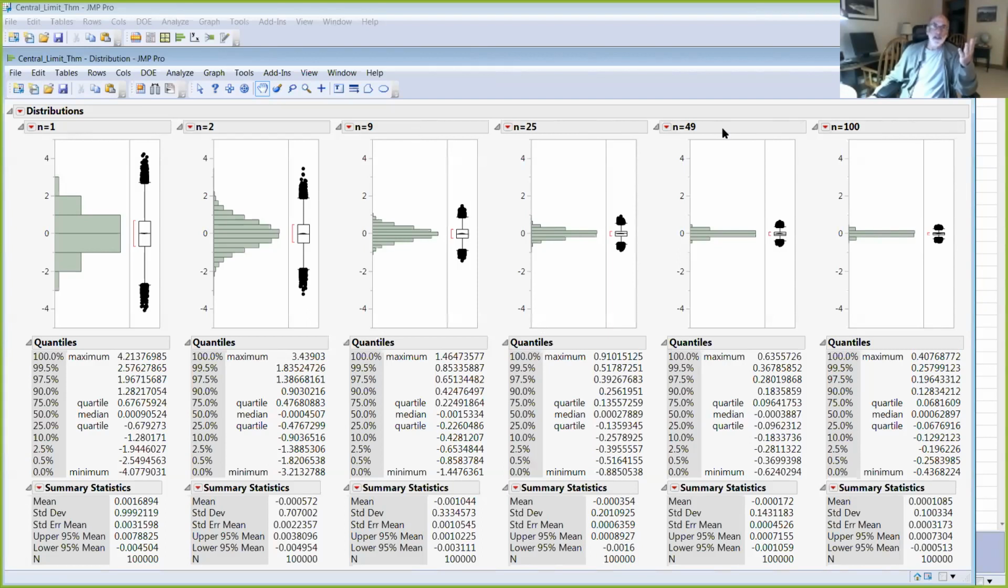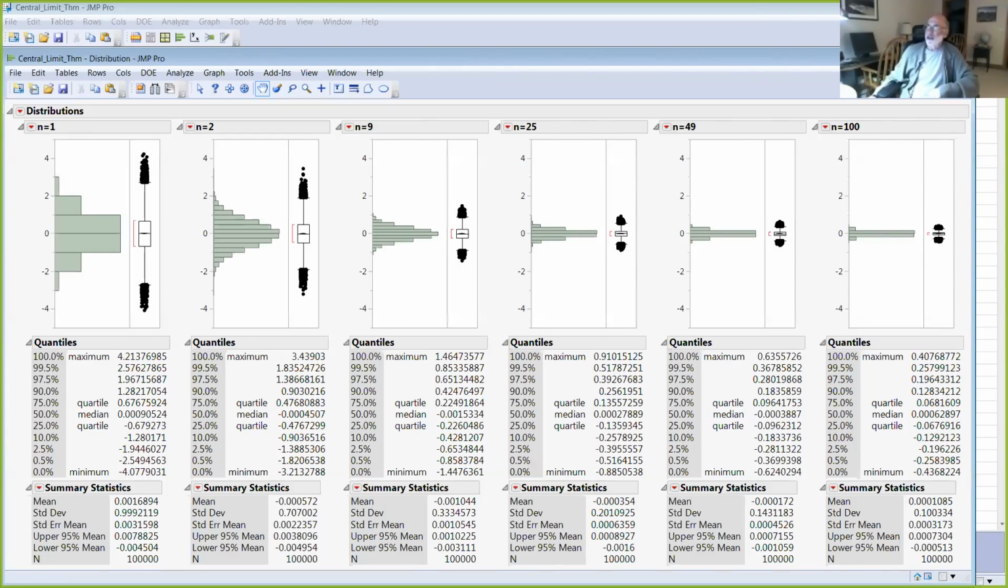Square root of 49 is 7. 1/7 is about 1.14. Square root of 100 is 10. 1 divided by 10 should be 0.1, pretty close to 0.1. Looks like the central limit theorem is in fact what we're seeing demonstrated looking across this.